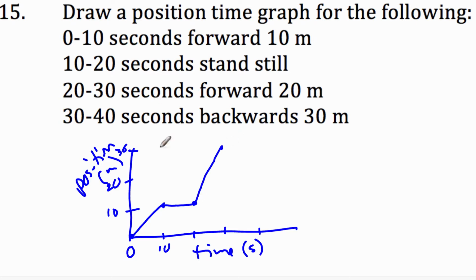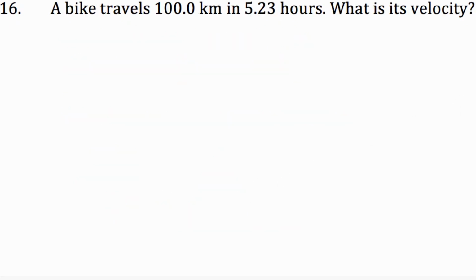And then finally, from 30 to 40 seconds, that's this time interval, it goes backwards 30. So it would be go down. So this way would be forward, down would be backwards. So down, it's going to go 30. If it starts at 30, it's going to end at 0. So your position time graph should look something like that.